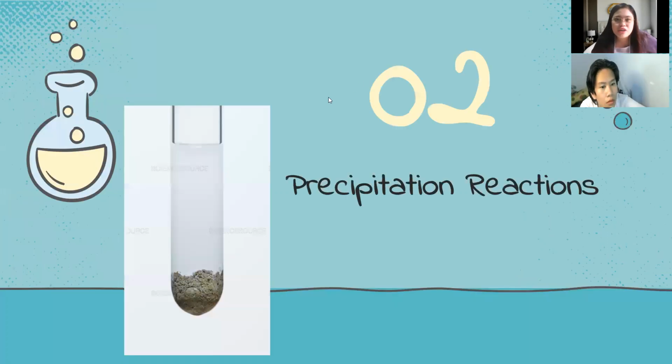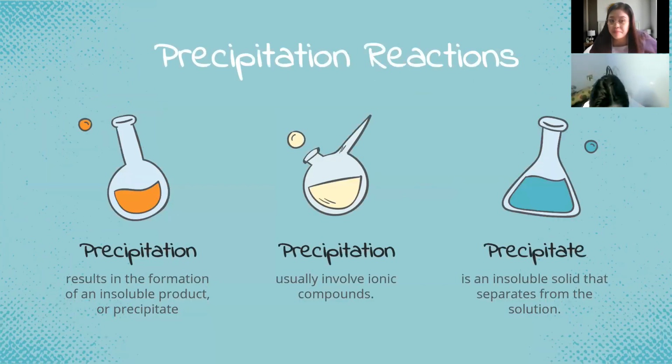So as a continuation, we'll have the precipitation reaction. This precipitation reaction is still under the double displacement reaction. It's just that this is specific because when two compounds react, they will form a precipitate. So again, we call it precipitation reaction when, after the reaction, there will be the formation of an insoluble product. It does not dissolve. We call that a precipitate.